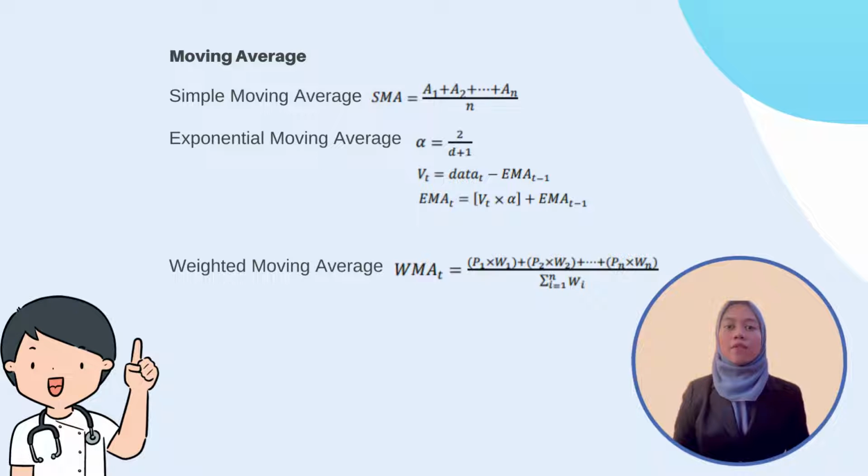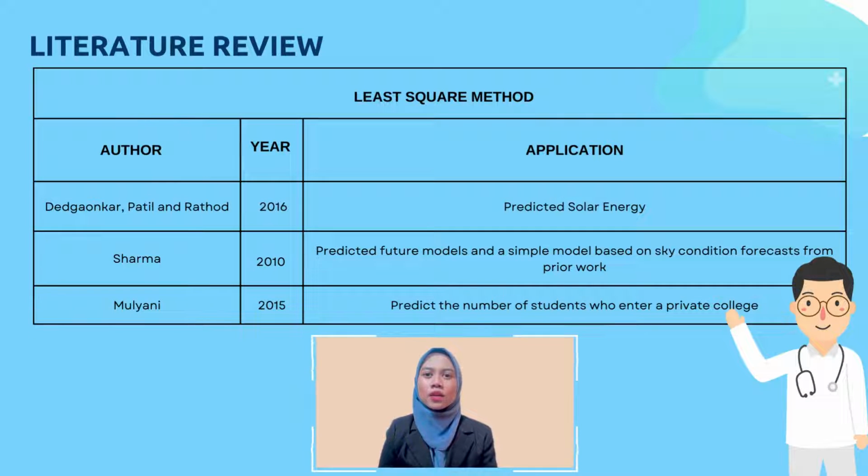Next, the weighted moving average (WMA) is computed by multiplying the price by the corresponding weighting and adding the results. The formula for the WMA is as follows. The author in 2016 predicted solar energy using LSM. In this research, solar intensity was the dependent variable and month was the independent variable.